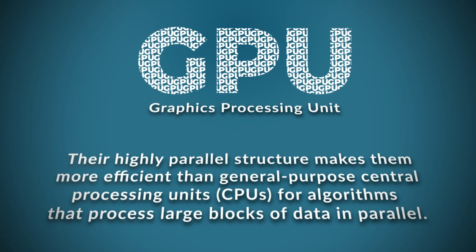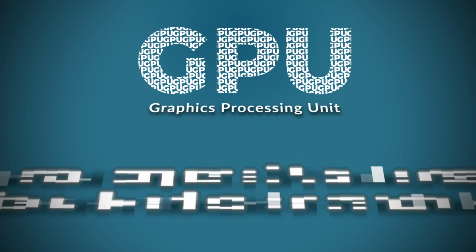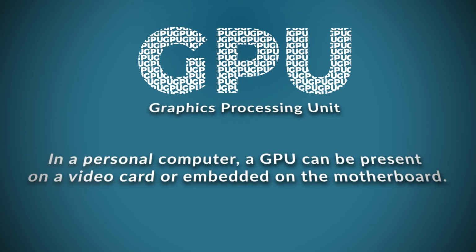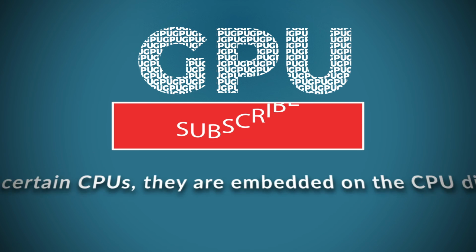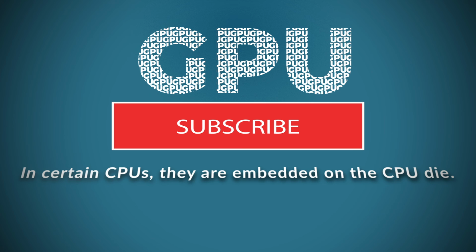Their highly parallel structure makes them more efficient than general-purpose central processing units, CPUs, for algorithms that process large blocks of data in parallel. In a personal computer, a GPU can be present on a video card or embedded on the motherboard. In certain CPUs, they are embedded on the CPU die.